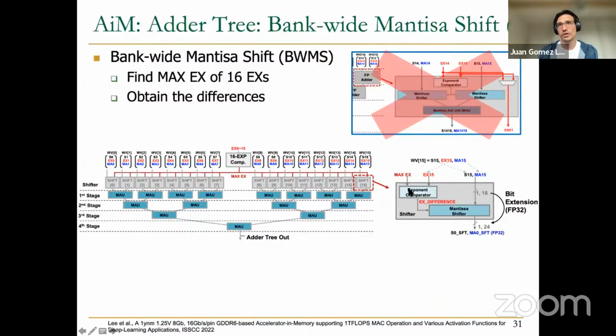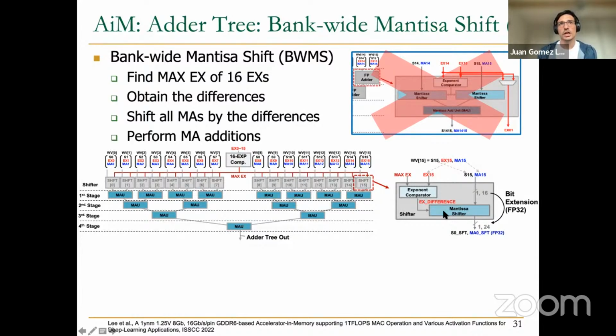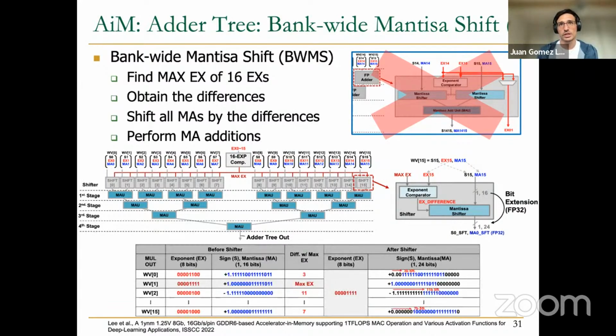They obtain the difference between the maximum exponent and the own exponent of the multiplication output that is the input to this shifter. And then they shift the Mantissa by the differences. They can perform all these operations in parallel because they have as many shifters as SIMD lanes, and that's why they can perform all these operations in parallel. And finally, they perform the Mantissa addition.